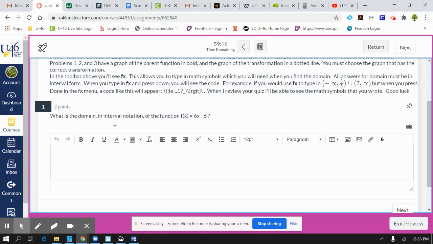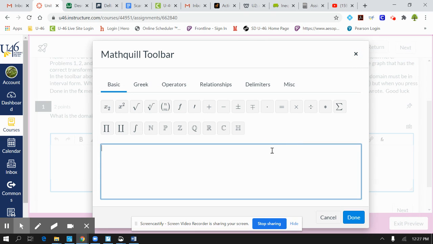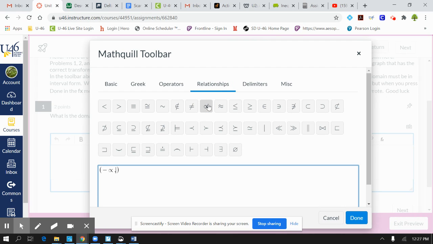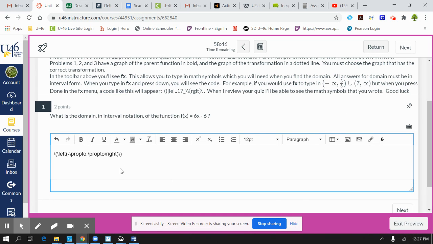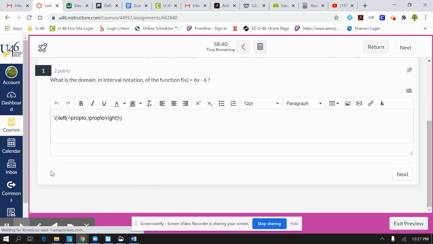Number one, the number one that I got, what is the domain and interval notation of this? Well, this is a line, and lines always have a default domain of all real numbers. So for here, you would go into the fx thing and type in negative infinity all the way to infinity and make sure it looks the way you want it to look. Press done, and it converts it to some sort of code. But then when you submit it, it'll look like what you want it to look like. Unfortunately, you can't see that. That's a defect of this program. But you'll just have to trust that you did it right, I guess.